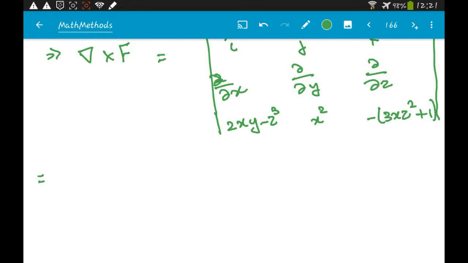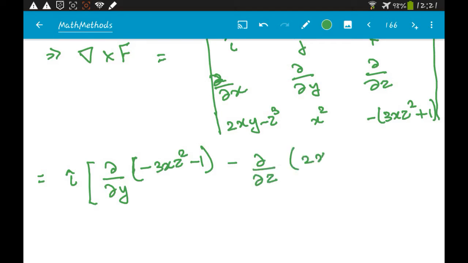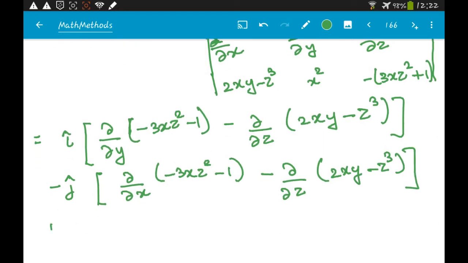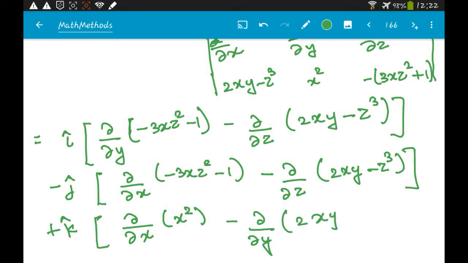Okay, so this is going to be given by i into dou by dou y of minus 3x z square minus 1, minus dou by dou z of x square, minus j of dou by dou x of minus 3x z square minus 1 minus dou by dou z of 2xy minus z cube, plus k of dou by dou x of x square minus dou by dou y of 2xy minus z cube.